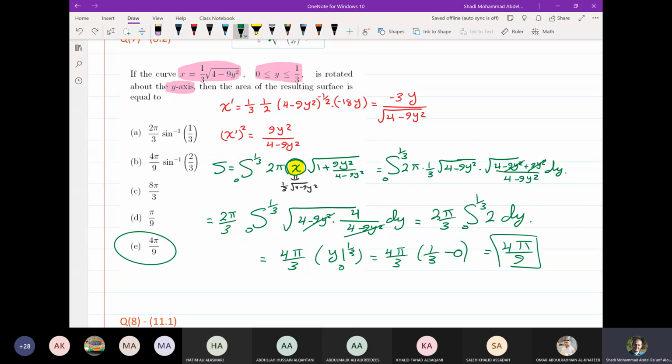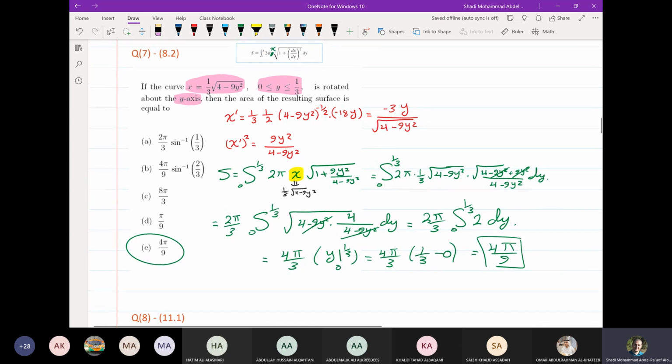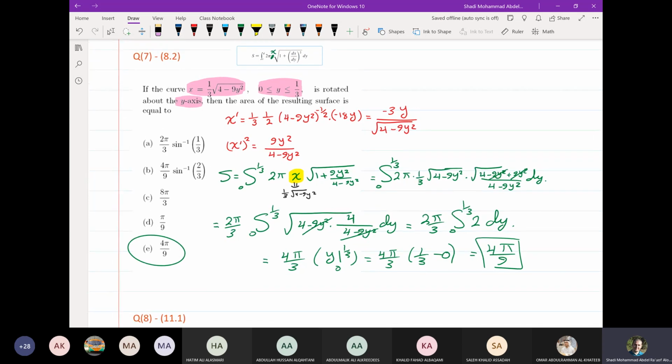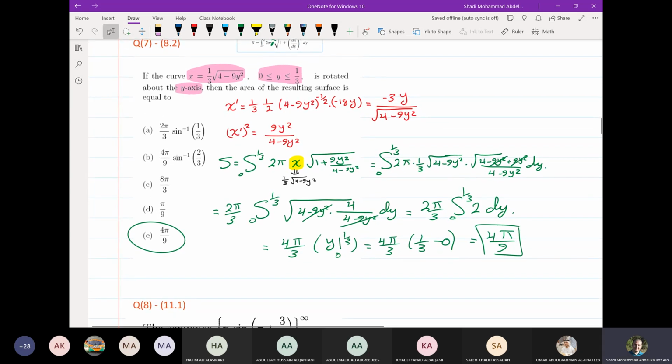Because this is X and everything is written in terms of Y, I replace X by its value, and its value will be this one. If everything is written in terms of X, you keep this X as it is. That's what I mean. Everything is clear? You are right. Clear?